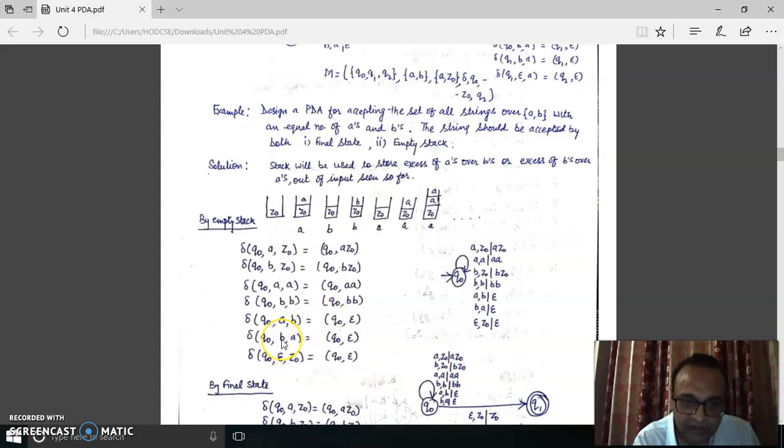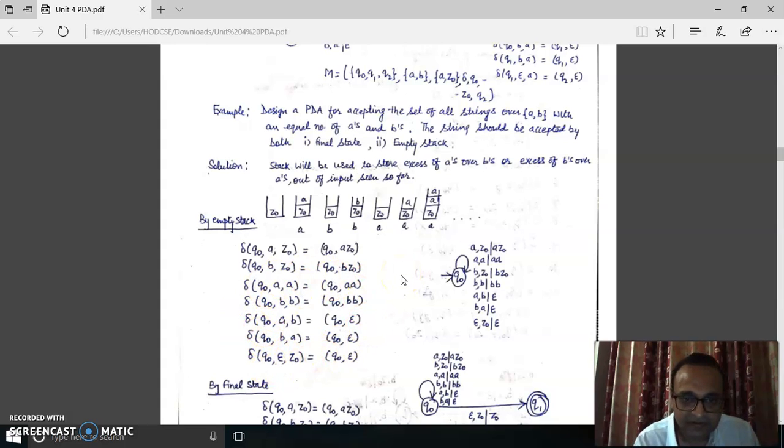Now suppose we read b and the stack top symbol is a, so we will pop a at that time. And now suppose the string has been exhausted and the stack top symbol is the stack initial symbol, at that time we will make the stack empty. In this way we are accepting that string.